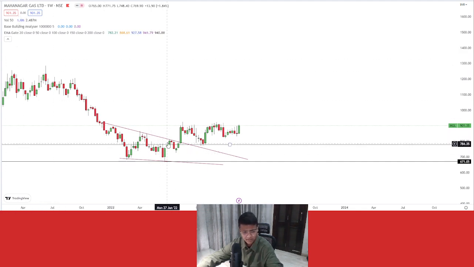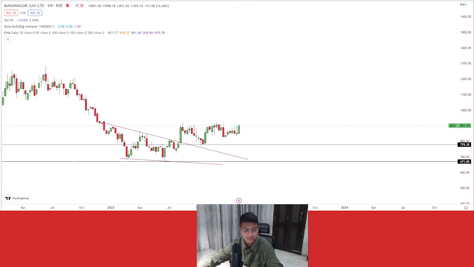So this level was broken decisively and the lower highs were also taken out. So we have three confirmations here that suggest that the trend has changed from a downtrend and has moved to an uptrend. Okay, so what do we do?